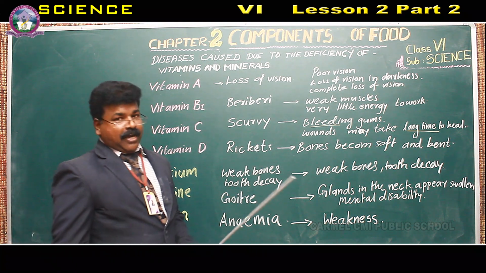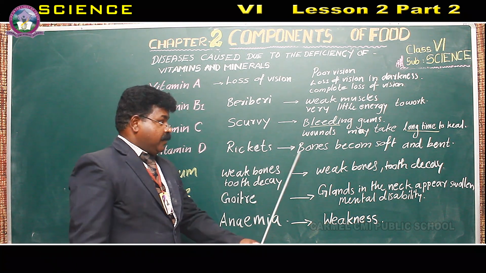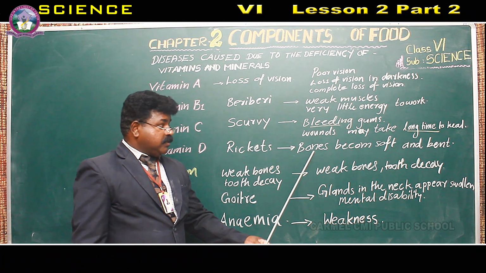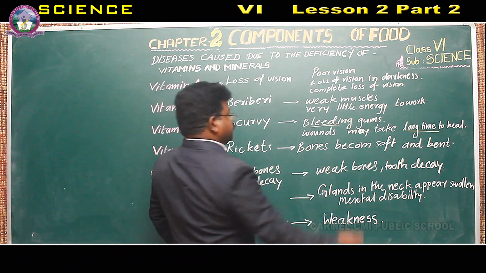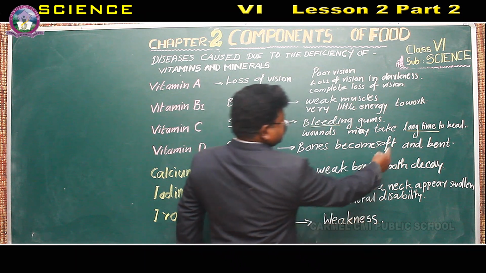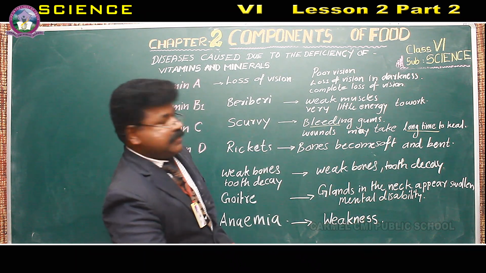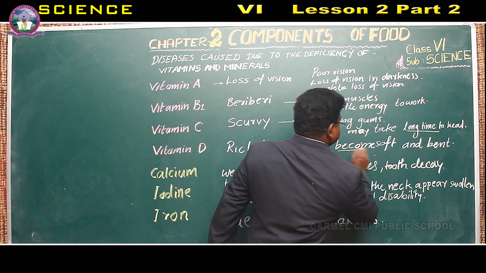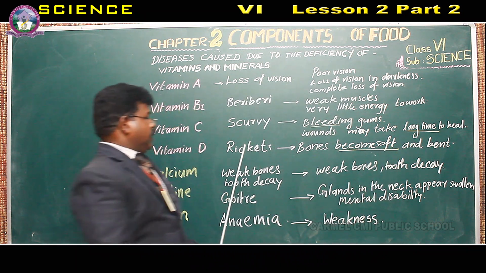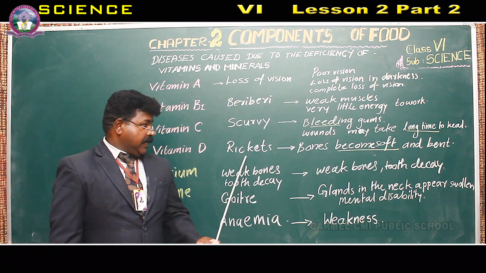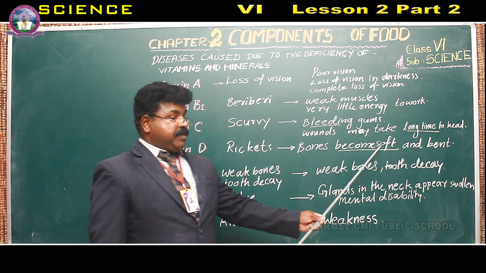R-I-C-K-E-T-S, not cricket. Okay, it is rickets. And what is the symptom of it? The bones become soft and bent. Okay, the bones become soft. So that is a symptom. A person who is suffering from rickets, his bones become soft and bent.